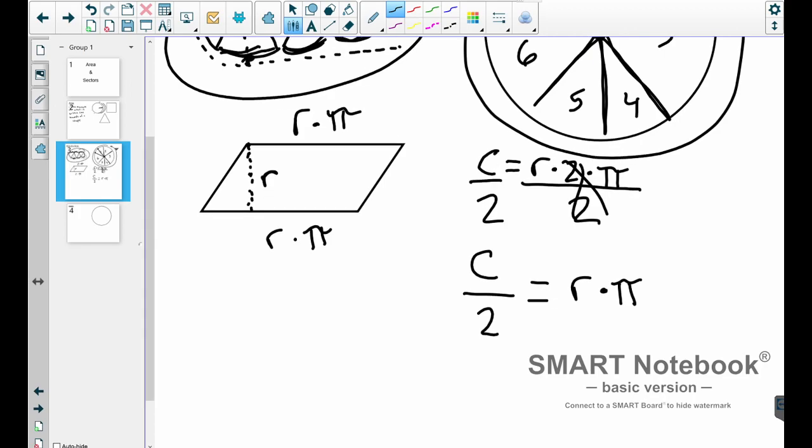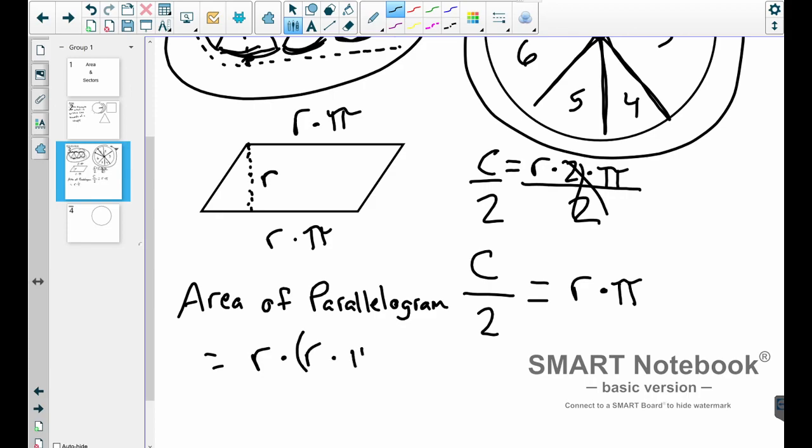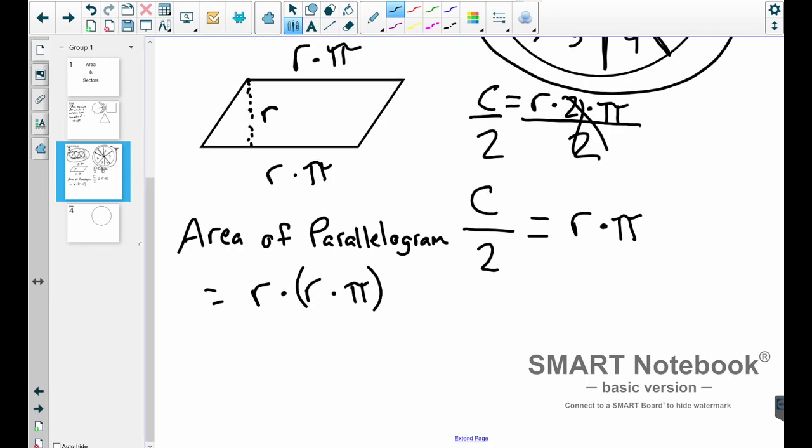So let's think. What's the formula for the area of a parallelogram? Well, the formula is base times height. So if we wanted the area of the parallelogram, we'll write this, area of parallelogram, that would equal radius times pi. Well, since this is all multiplication, we can just go ahead and drop those parentheses. So we'd have radius times pi, which would equal radius squared times pi.